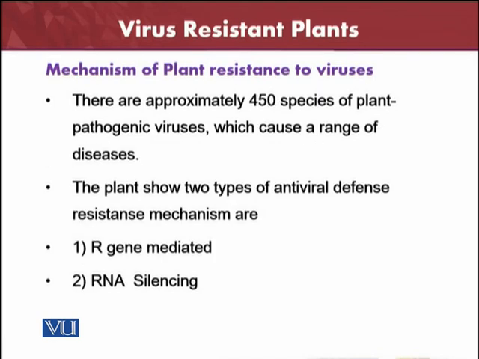So, the mechanism of plant resistance to viruses. There are about 450 species of plant pathogenic viruses which cause a range of very infectious diseases. The plant shows two types of antiviral defense resistance mechanisms. Because of these mechanisms, the plant can be resistant against many kinds of viruses. One of them is through R gene mediation, and the other one is RNA silencing. We can see both of them one by one, in detail, and how virus resistance plants show their action through both of these.